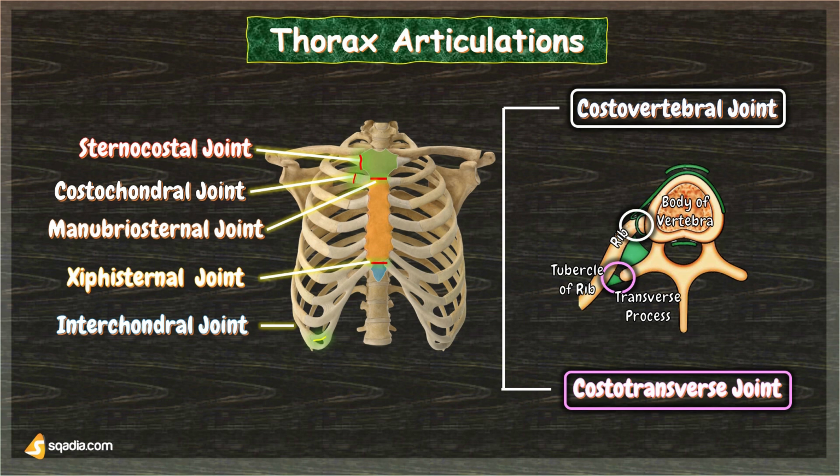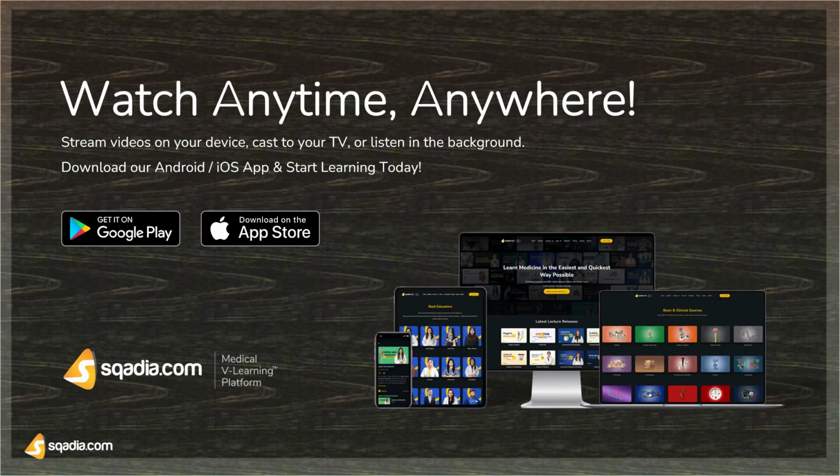And that concludes our video lecture on thoracic articulations. We hope you have a better understanding of the bony structures and joints that make up the thoracic cage and allow for movement and stability in the chest.